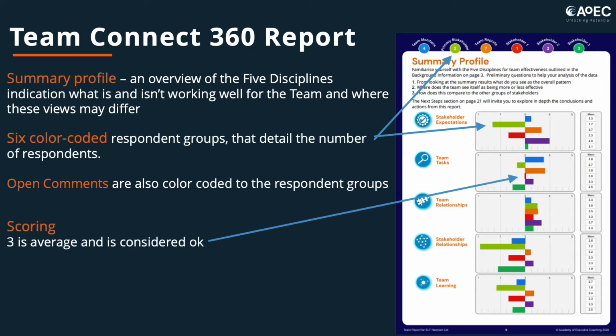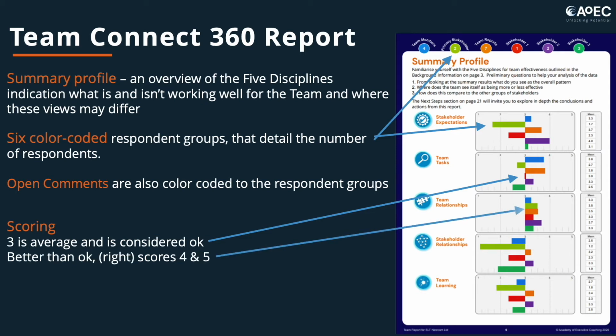Now the scoring. 3 is average and is considered okay. Better than okay to the right, these are the scores 4 and 5. And worse than okay to the left, 2 and 1. And you can see clearly that the primary stakeholder, in this case the light green, has a lot of dissatisfaction with this particular team.